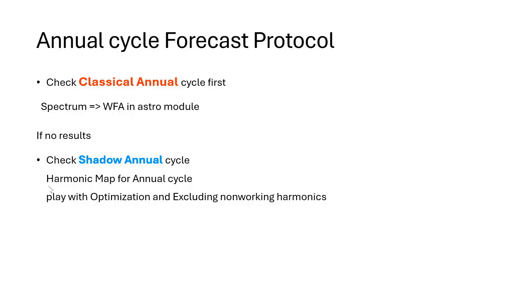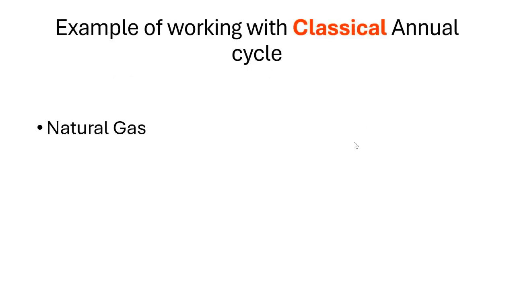So we run the harmonic map annual spectrum and apply this annual cycle, using an optimization procedure and excluding non-working harmonics. Do you remember, for Forex, for the Euro, the first and second harmonics did not work. So we can try to exclude these harmonics. This is possible. Now I will show you a simpler variant, how the classical annual cycle works.